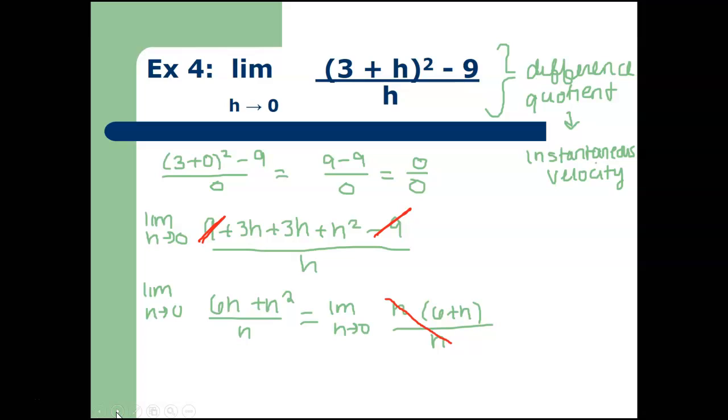And boom, there's kind of that h over h you were looking for, Bethany, but it happens naturally. So this simplifies to the limit as h approaches 0 of 6 plus h. We plug in 0 for h, and we get 6.